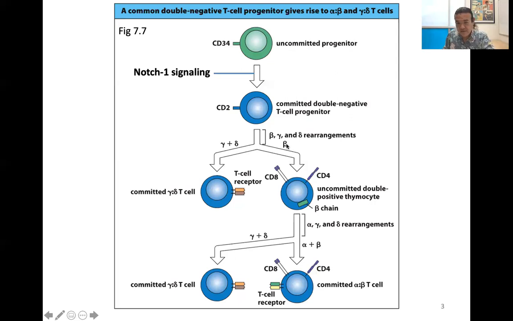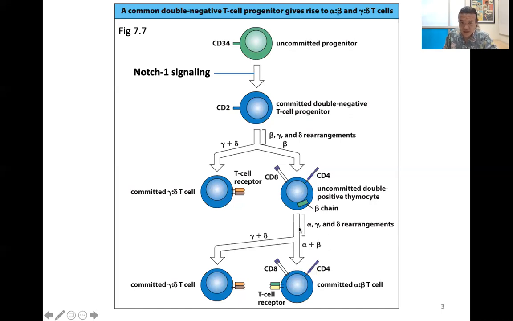However, if the RAG oven mitts succeed in making a beta chain that works, then the thymocyte is on its way to becoming an alpha beta T cell. At that point, the thymocyte starts making both CD8 and CD4 because it has no idea what it's going to become. But it wants to have those co-receptors ready, because those co-receptors will help it make its ultimate decision which way it wants to go in the end.